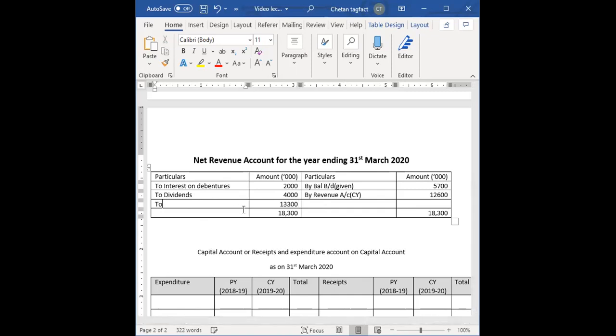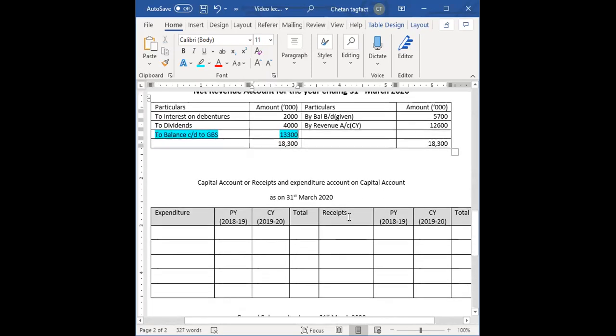So it is to balance carried down to general balance sheet. So this has to be carried forward to the next level. Okay. So we have completed with revenue account, and then we have completed with net revenue account.